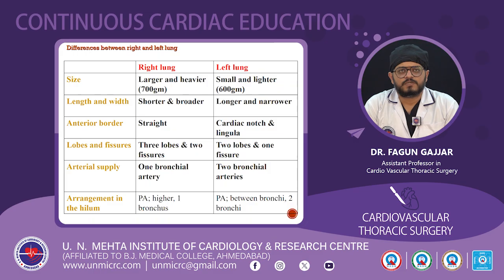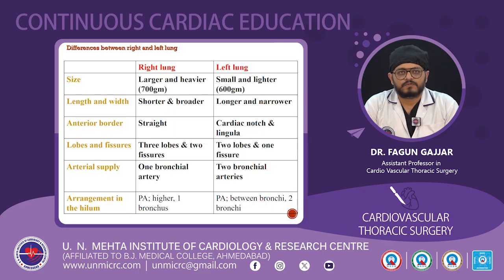These are the differences between the right and left lung. The right lung is larger and heavier, weighing around 700 grams in an adult patient. Left lung is smaller and lighter, around 600 grams. The right lung is shorter and broader, while the left lung is longer and narrower. The anterior border of the right lung is straight, while that of the left lung has the cardiac notch and lingula.